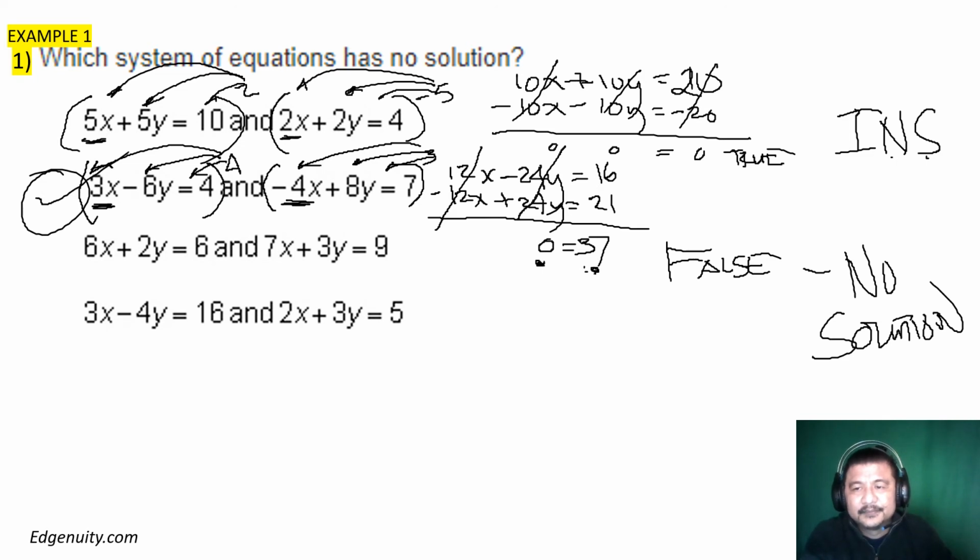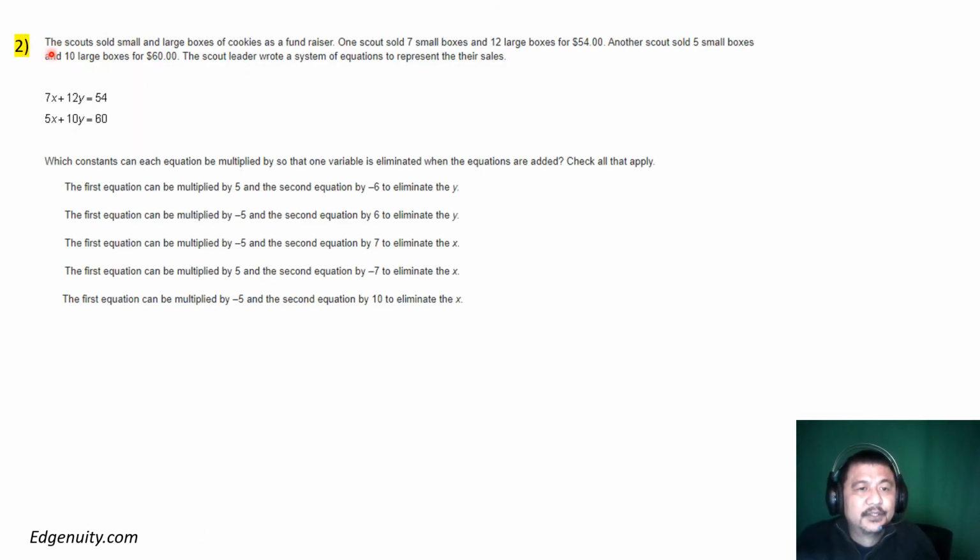Next. Okay, so the scout sold small and large boxes of cookies. Let's call the small the X and large the Y. One scout sold 7 small and 12 large boxes for a price of 54. Check this out. They wrote it as an equation for you already. It makes our life easier. Another scout sold 5 small X and 10 large boxes Y, which is equal to $60. See that? They wrote the equation for you already.